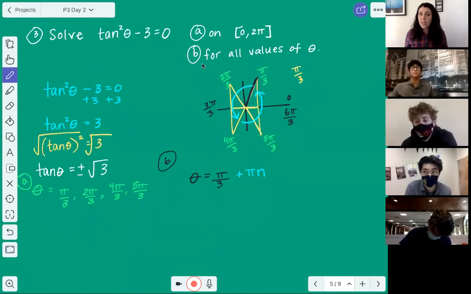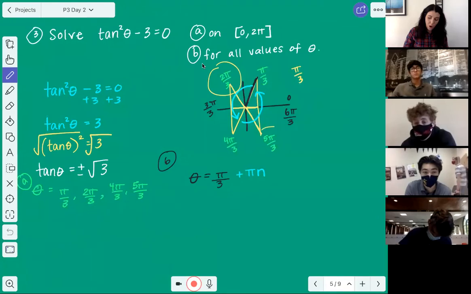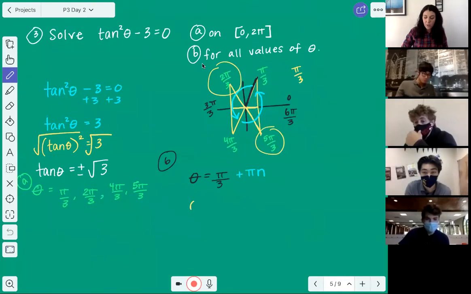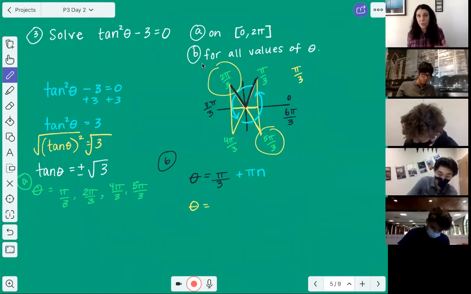But that answer does not include our 2 pi over 3 or our 5 pi over 3. So we're going to have to do a similar thing with those. So I'm also going to have theta is equal to, I'm going to start with one of those. So I'm just going to choose the 2 pi over 3. You could choose the 5 pi over 3. It doesn't matter, but I'm going to choose the 2 pi over 3.